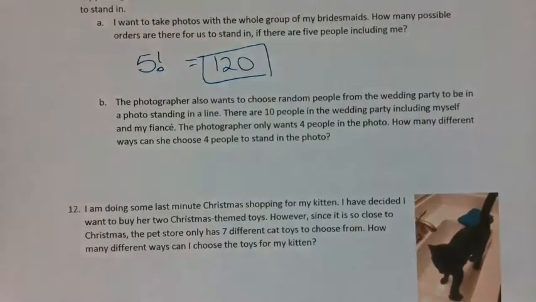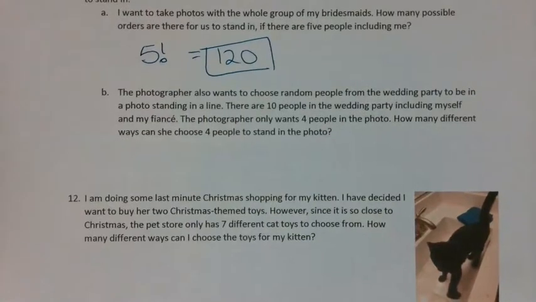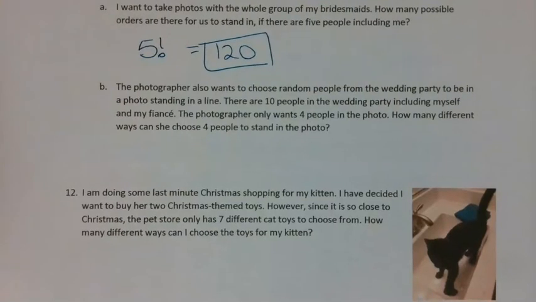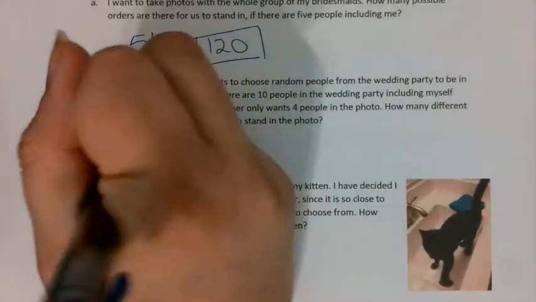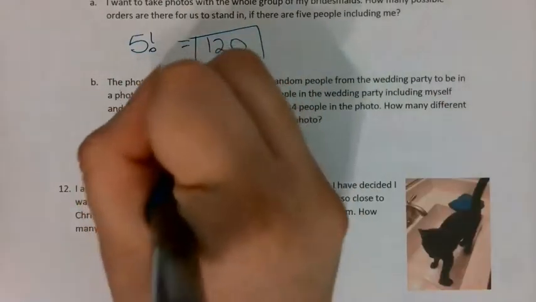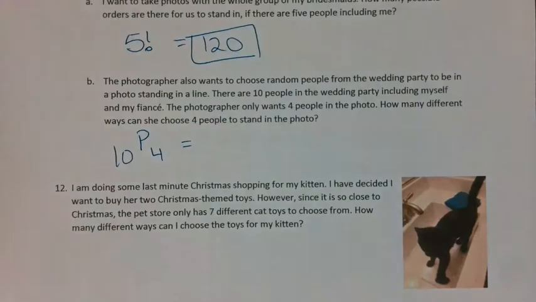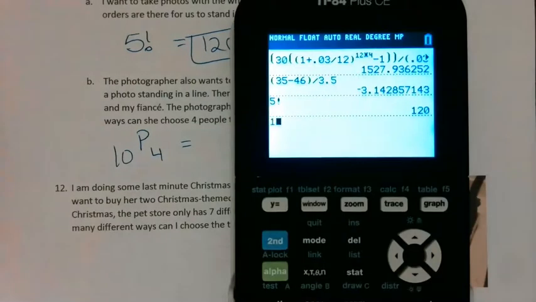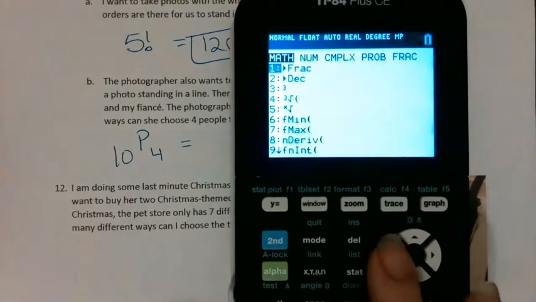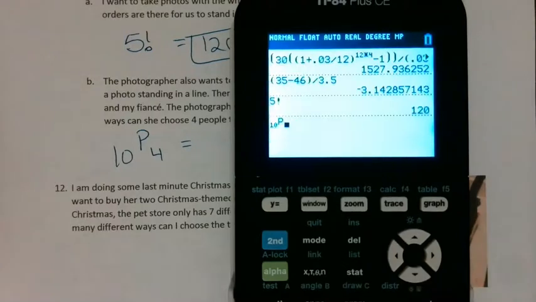Okay. The photographer also wants to choose random people from the wedding party to be standing in a line. There are 10 people, including myself and my fiance. The photographer only wants 4 people in the photo. How many different ways can she choose 4 people to stand in the photo? Order matters, so it's P. And 5,040.